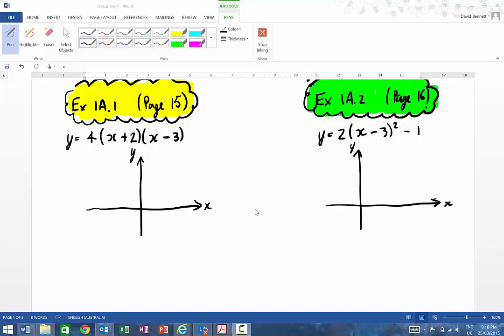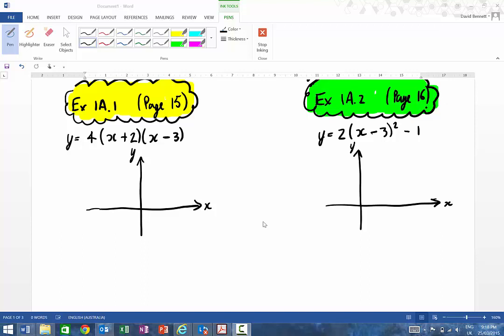We're going to have a go at exercise 1A1 and also exercise 1A2. These questions really ask you to go through the process of using the equation to find the curve. Right? So there's a few things that you have to do.